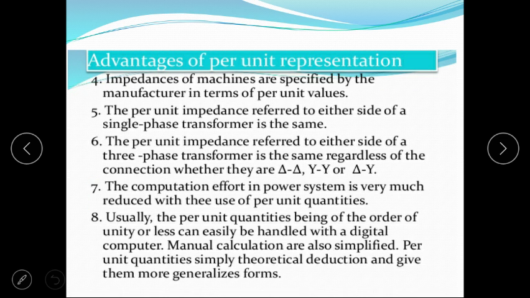Impedances of machines are specified by the manufacturer in per unit values. Per unit impedance referred to either side of a single phase transformer is the same. Per unit value is independent of the connection of the transformer. Computation effort in power systems is very much reduced with the use of per unit quantities. These are some advantages of the per unit system.